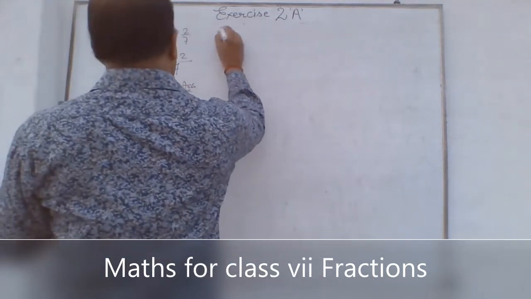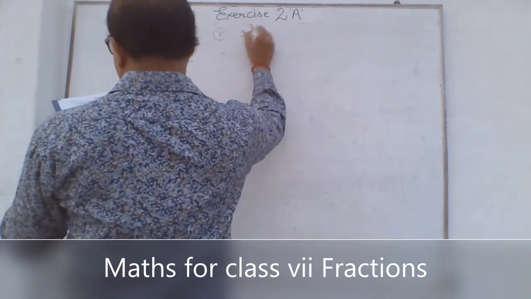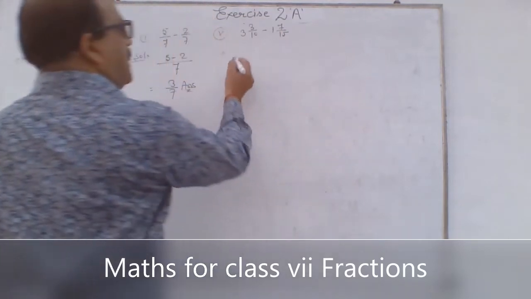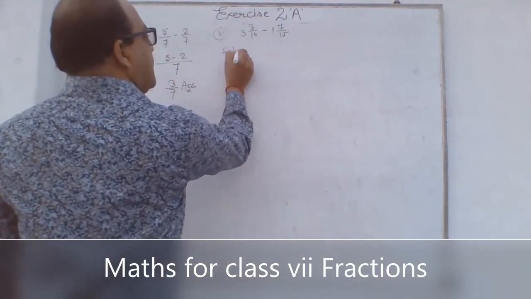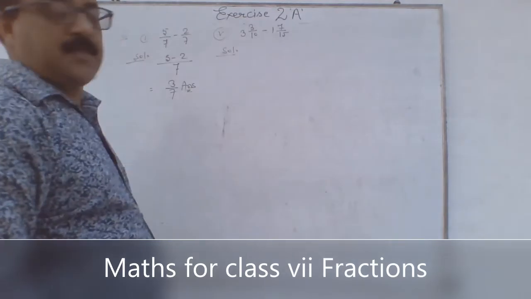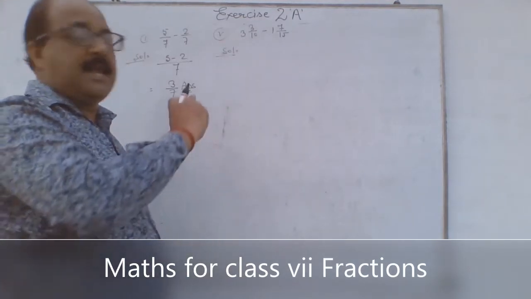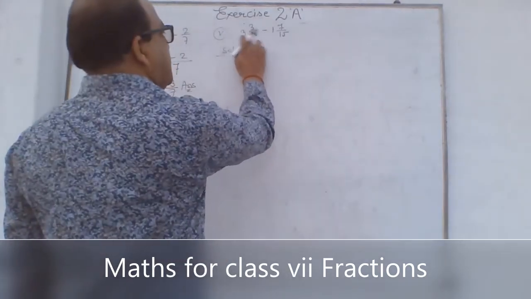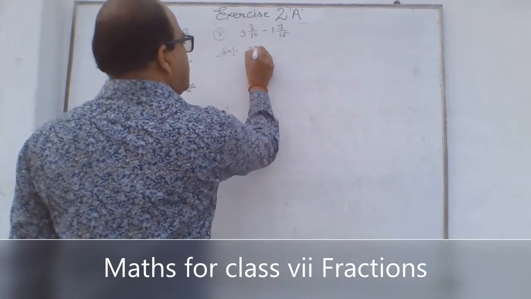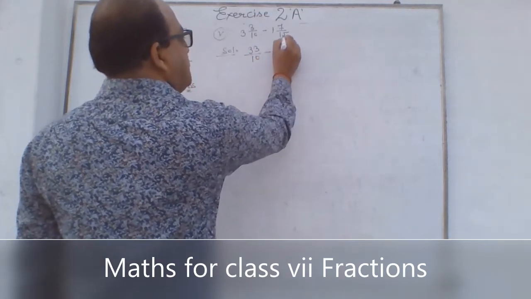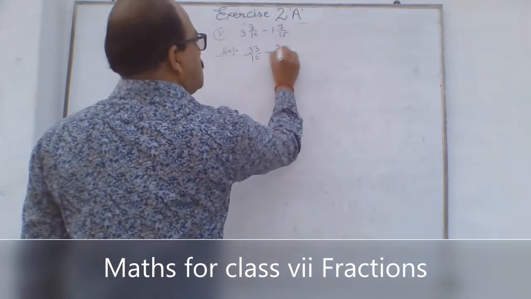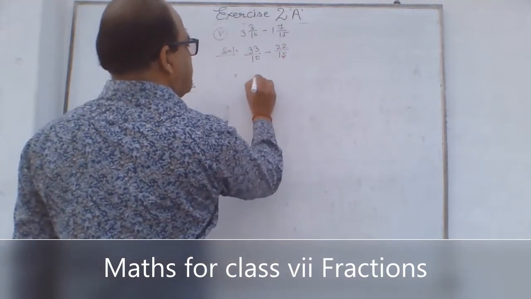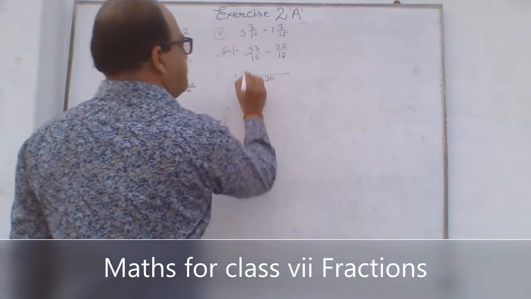In question number 5, 3 whole 3 by 10 minus 1 whole 7 by 50. Here we have mixed fractions, and we have to change them into improper fractions. 3 10s are 30 plus 3, 33, 33 by 10 minus 15, 1 15 is 15 plus 7, 22, 22 by 15. Take the LCM of 10 and 15, it makes 30.